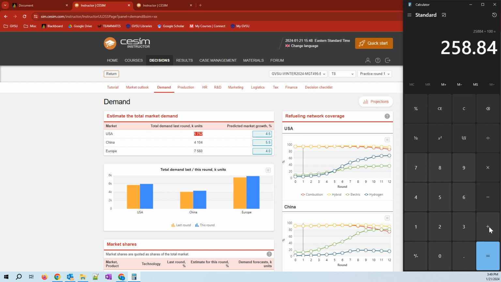So if I add this to the original market size, which was 5752, this is what I'm predicting as the market size for the current year or for the practice round one. And this is exactly what I have here.